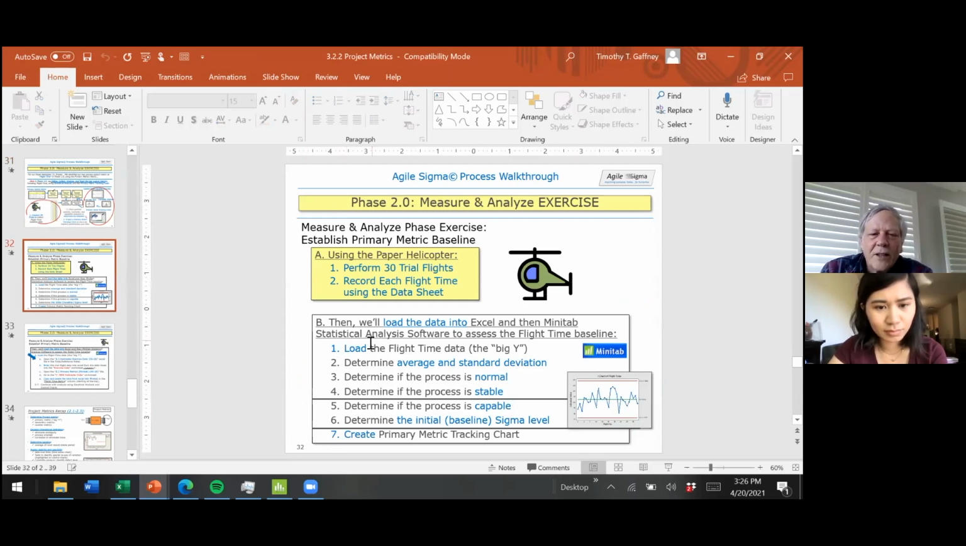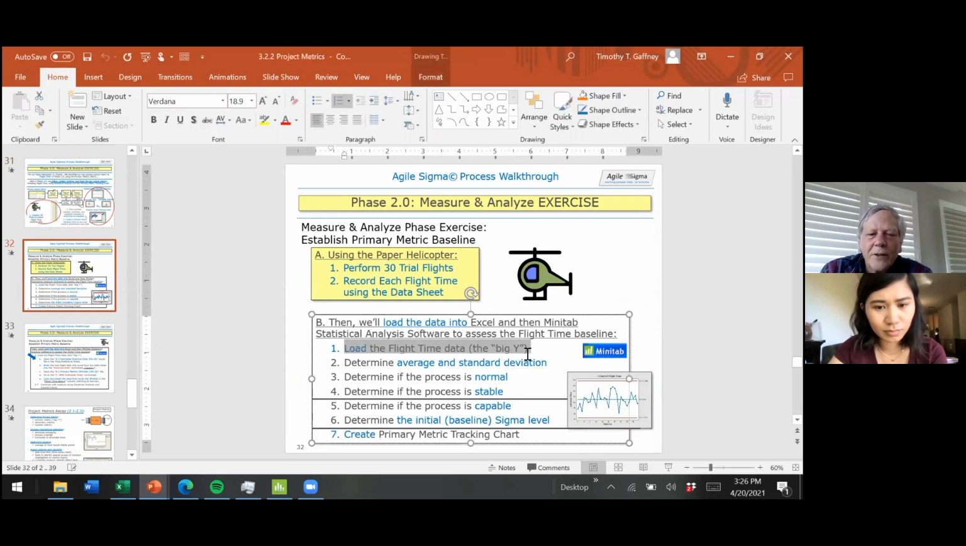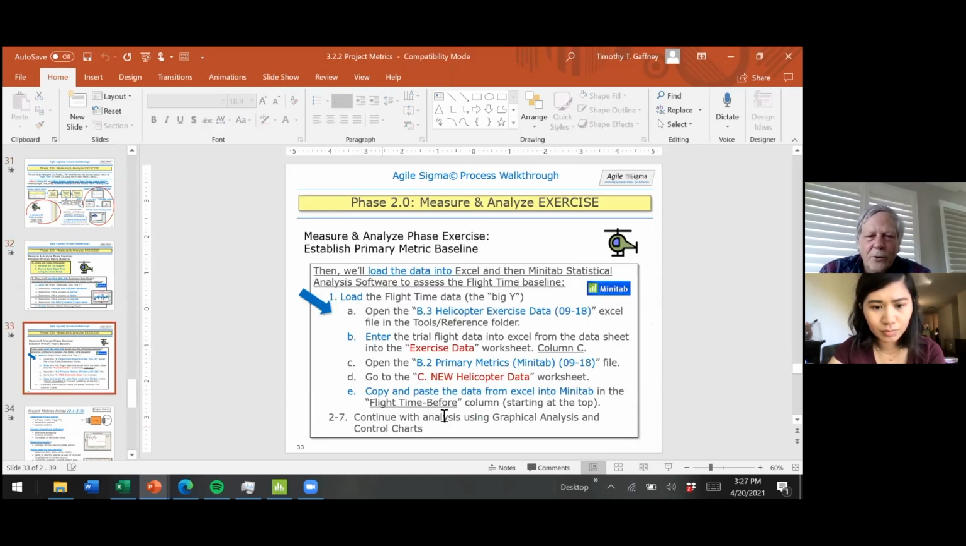The process is you collect the 30 data points and you load them as the flight time data in Excel, and then you copy them and paste them into Minitab, determine the average and the standard deviation, determine if it's normal and if it's stable, if it's capable, and determine the initial baseline and signal level. Create the primary metric chart. So those are the things that we do.